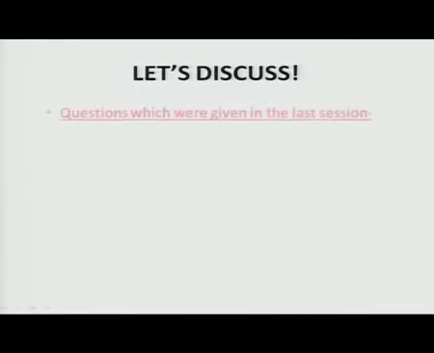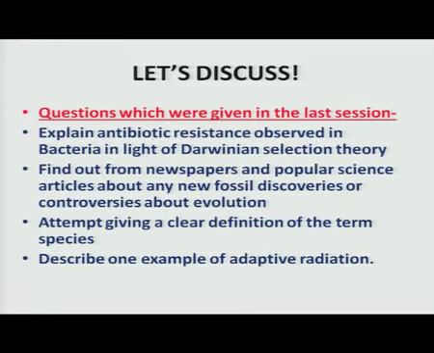Let us discuss the questions which I gave you in the last session. Explain antibiotic resistance observed in bacteria in light of Darwinian selection theory. I hope these questions were quite clear from the last sessions and you were able to answer them. Antibiotic resistance observed in bacteria in light of Darwinian selection: by the use of continuous antibiotics, those variants which could resist the effect of antibiotics are being selected by nature as per the Darwin theory, and this is how we can explain this question.